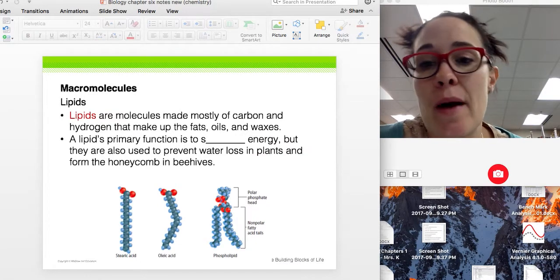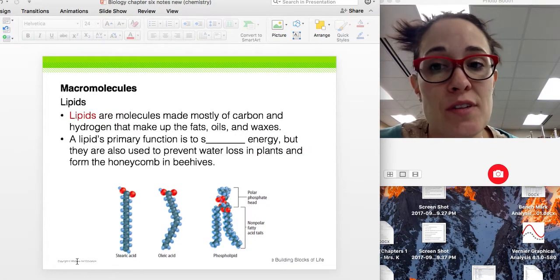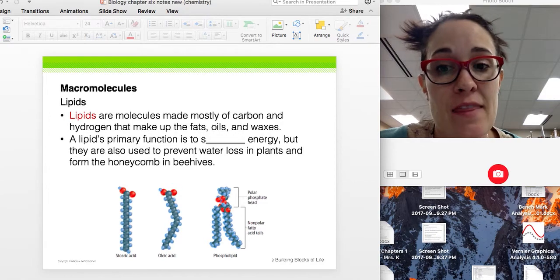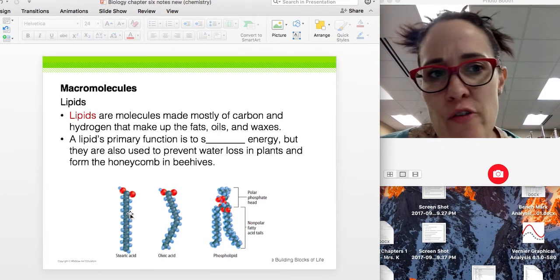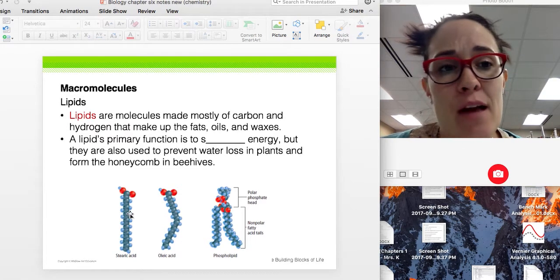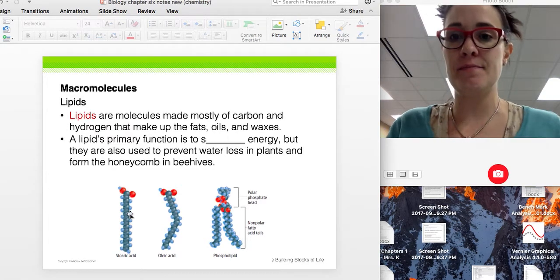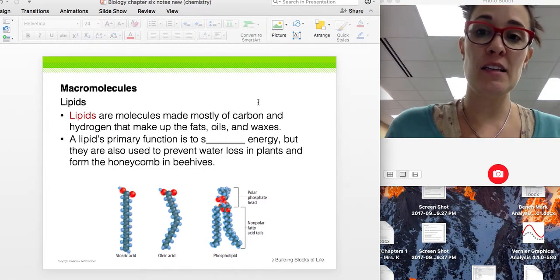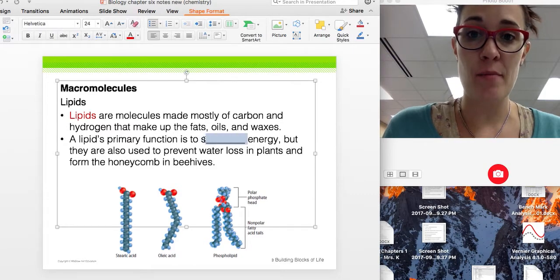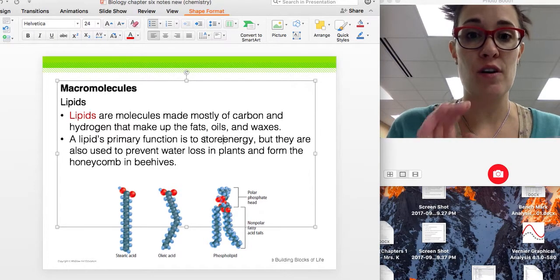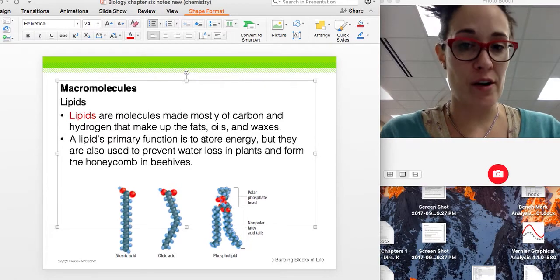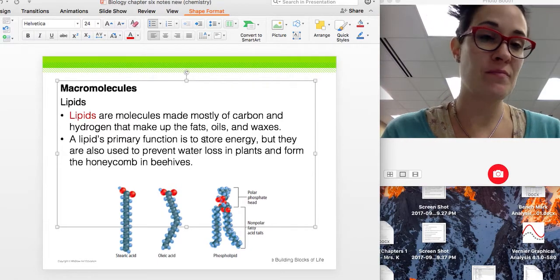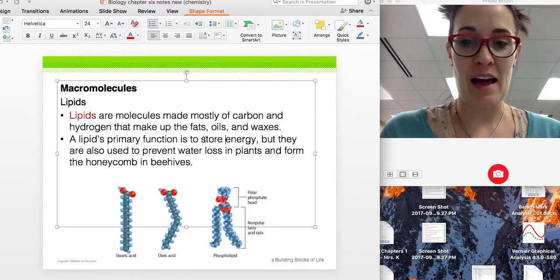Lipids are another type of macromolecule. They are also made of mostly carbon and hydrogen, and they're more branched and in chains rather than rings, and they make up fats, oils, and waxes. And a fat's primary function is to store energy, but they also prevent water loss in plants and form honeycomb in beehives, which is fun.